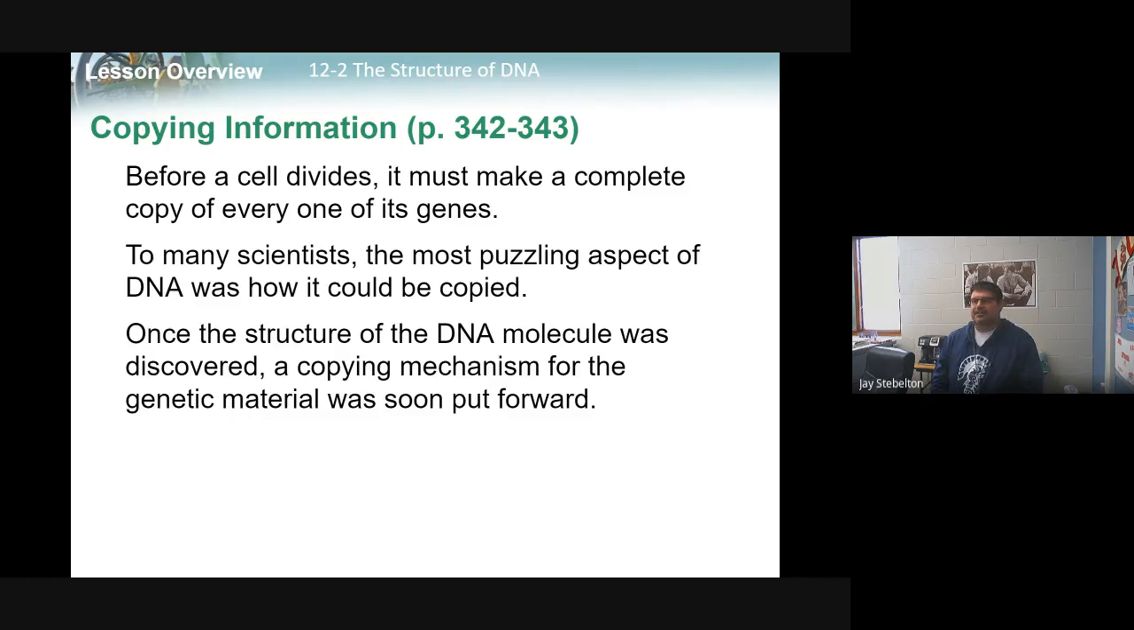So we call those mutations in the DNA code. Okay, so scientists were studying this, and a lot of them didn't understand how the DNA was copied. So we'll talk about what happens with the copying process throughout this lecture also. Once the structure of the DNA was discovered, the mechanism for copying it was also discovered and understood.